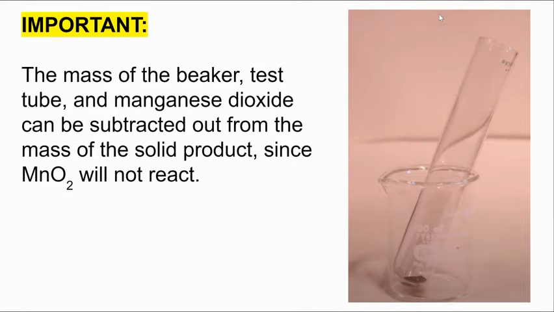So please note, for the purpose of our calculations today, the mass of the beaker, the test tube, and the manganese dioxide catalyst can be subtracted out from the mass of the solid product, since manganese dioxide will not react. It's a catalyst. Its presence speeds up the rate of the reaction, but it does not actually react or undergo any permanent changes.